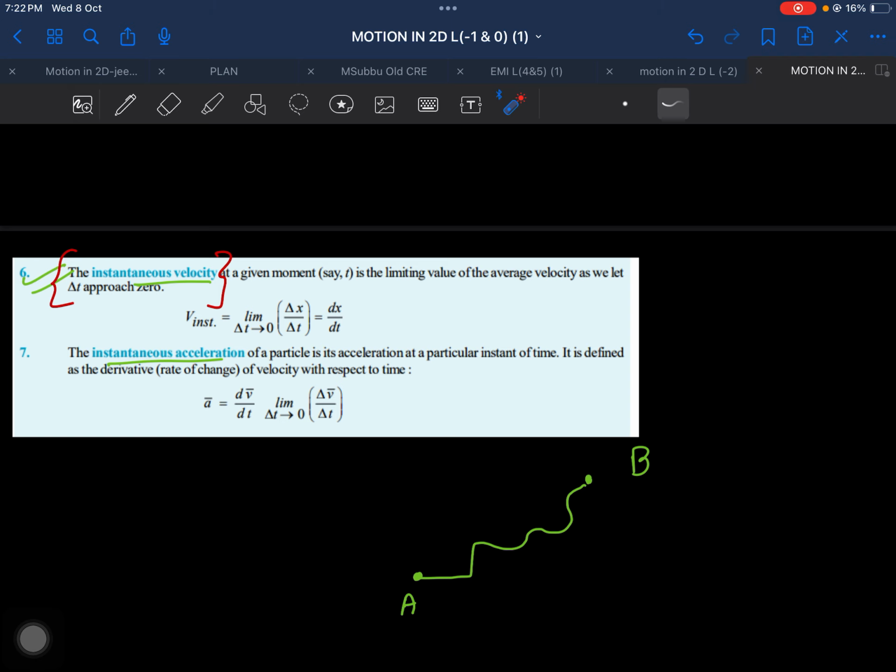But students, suppose this particle has to move from here to here, but in between the velocity is not uniform. The velocity is not constant, the acceleration is not constant. It has increased and decreased sometimes. So suppose you have to find the acceleration or the velocity at this particular instant, say at t equals 2 minutes. The velocity at that particular instant, and the acceleration at that particular instant, will be known as the instantaneous velocity or the instantaneous acceleration.